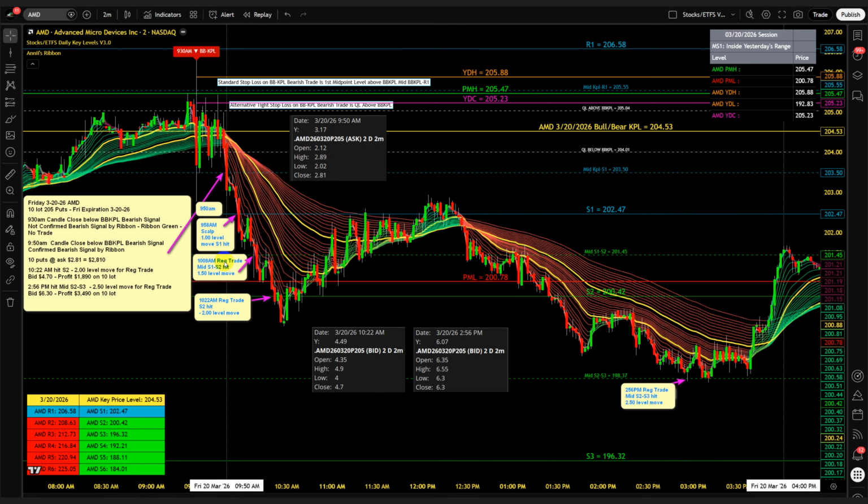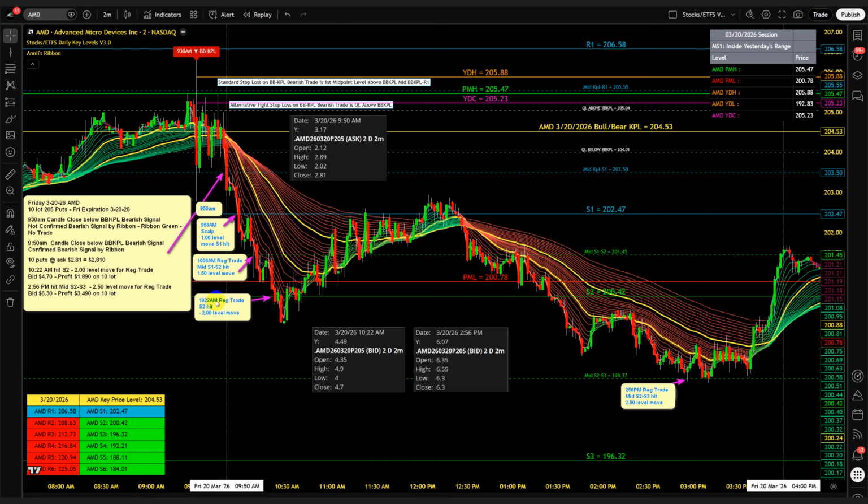Here on the 10:08 a.m. candle, you can see it did touch, it wicked through it, but then closed slightly above the mid S1, S2 level, which is the 1.5 minimum threshold move for a regular trade. And that is your minimum threshold for that type of trade.